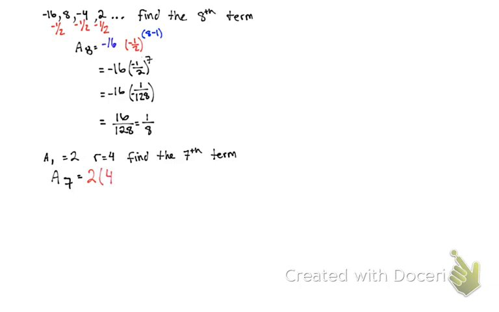Times r is 4 to the power of n minus 1, so n we know to be 7. We're looking for the 7th term, minus 1. So 2 times 4 to the power of 6. Multiply that together, and you get the 7th term being 8,192. Alright, hope that helps.